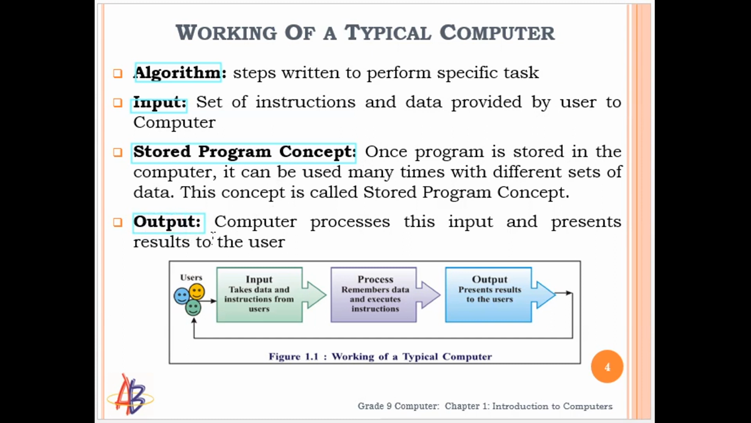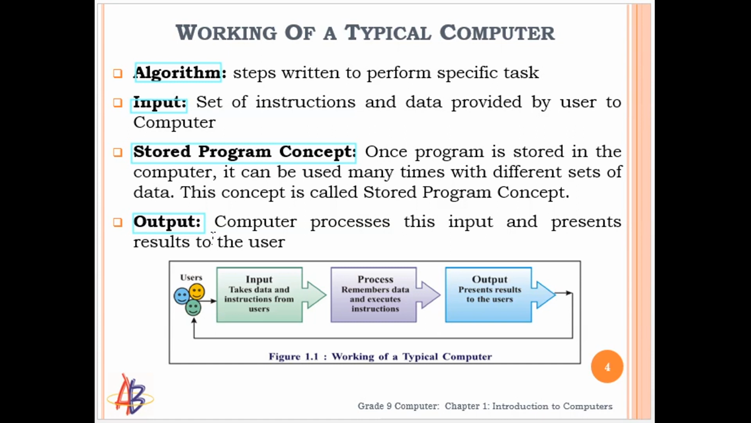The computer processes this input and presents the result to the user. Similarly, taking the same example, if we have audio and we want to play that audio, then we right click and open with the VLC media player, and you can play it. So this is the working of a typical computer.